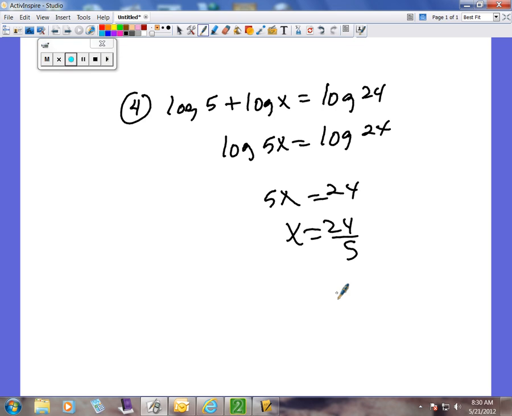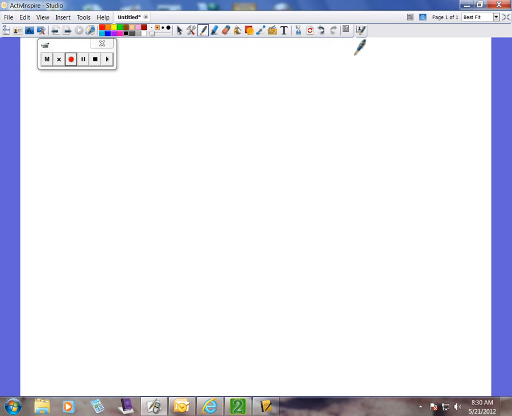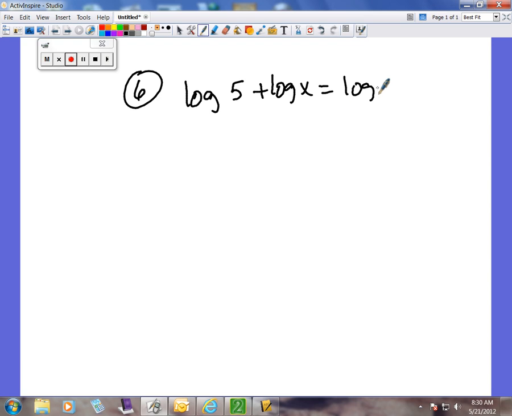Should be pretty quick. I miscopied that. Same thing, just a different number on the right side, isn't it?